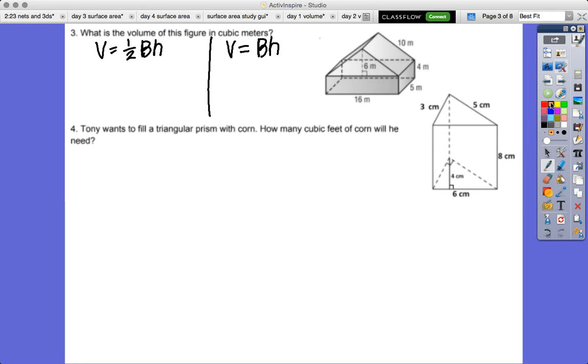So when I'm finding the area of this triangular prism, I need to know the height, which is 6. The base is 16 meters long and 5 meters wide. So for my base, I'm going to multiply 16 times 4 times my height of 6. So in your calculator, you can just type 0.5 times 16 times 4 times 5.